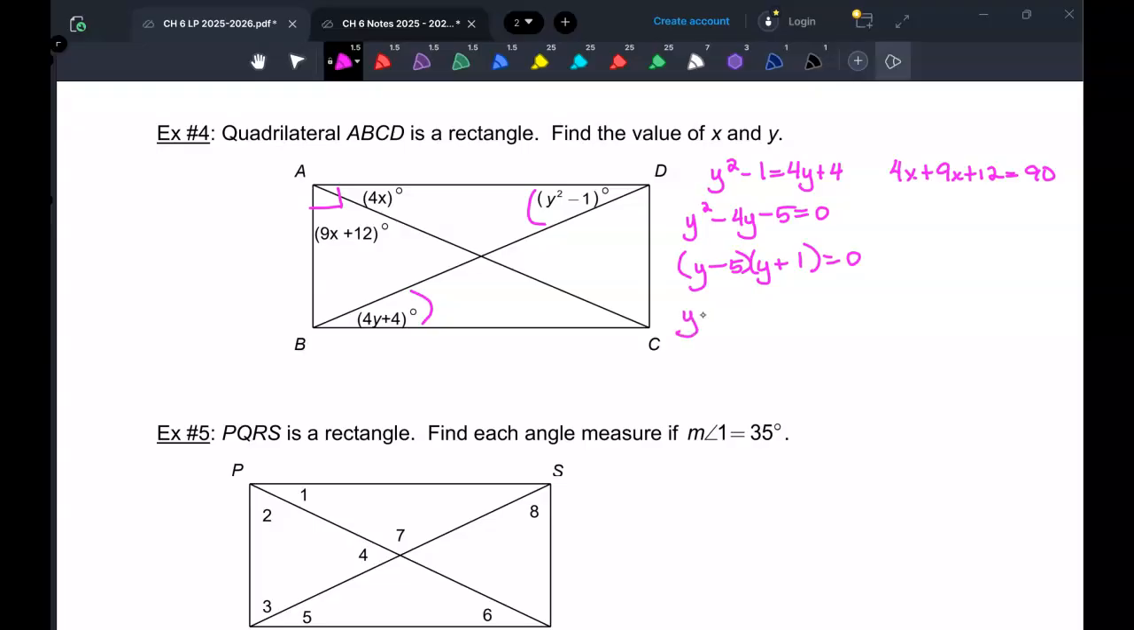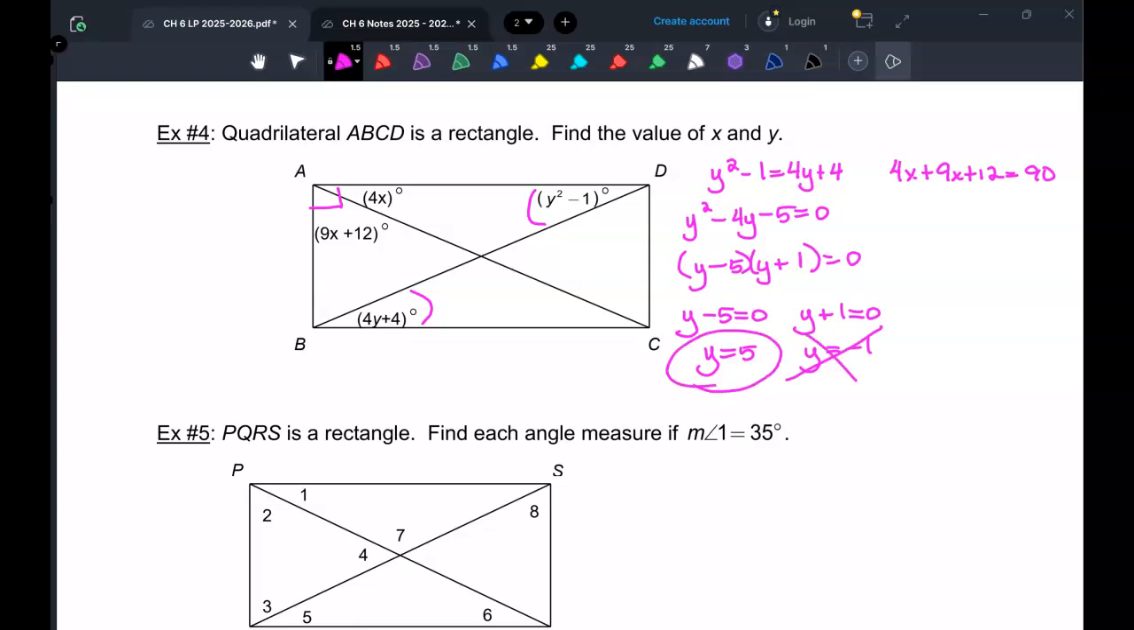So, y plus 1 equals 0, but y minus 5 equals 0, so y equals 5. Now, I want to double check and see if I have both of these as solutions. Remember on the quiz, some of you put 2 answers, but only one of them worked. 5 is fine because that'll just give us 24. But if I plug in -1, I'll get an angle of 0. So we're going to cross that out.